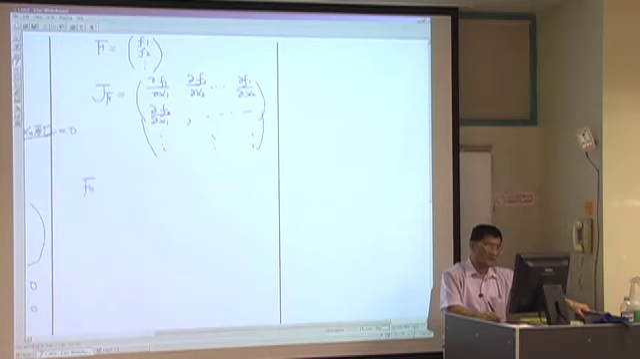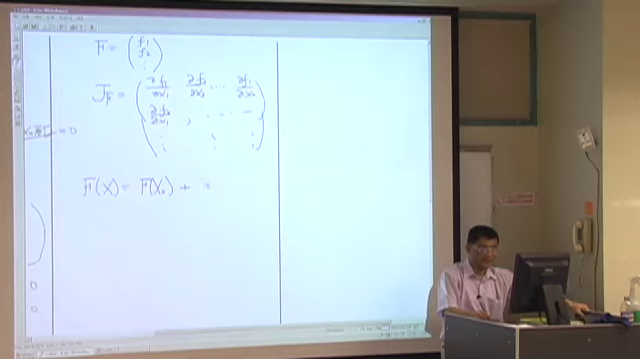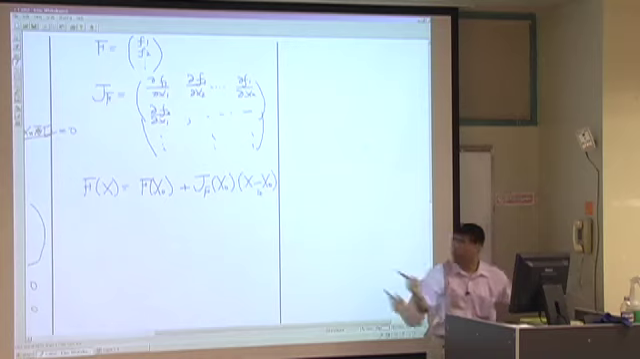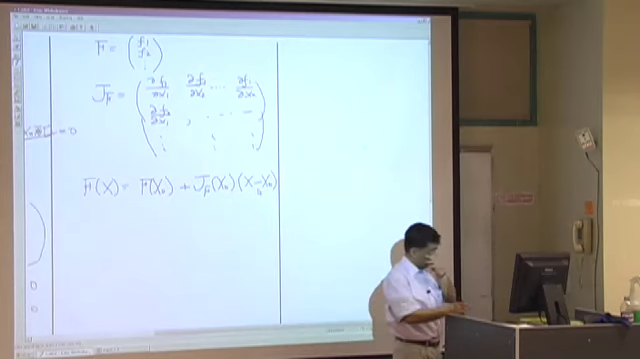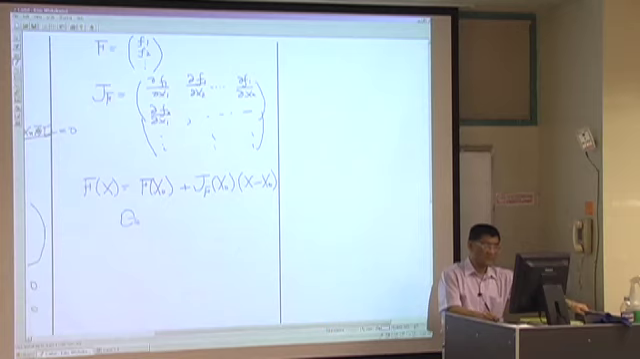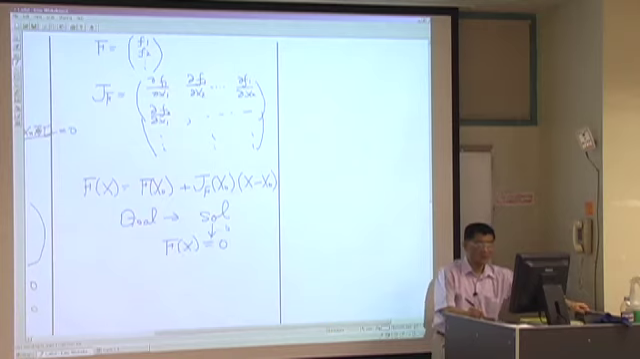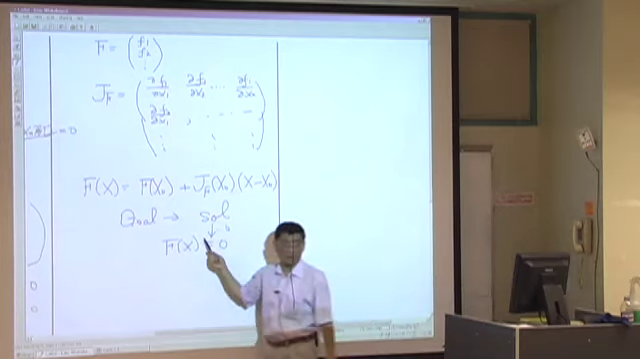So it's a function, and once we have it, we can have this relation: F of x equals F of x0 plus the Jacobian of F at x0 times x minus x0. Here, all the functions are vector-valued, these are all vectors. Then what is our goal? Our goal is finding the solution, which means finding x satisfying this.